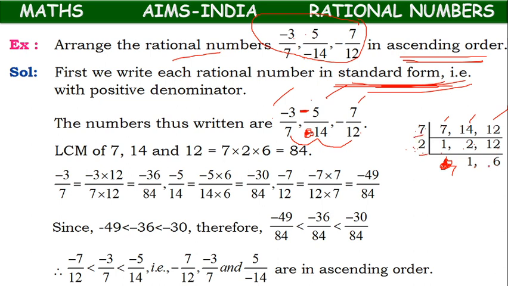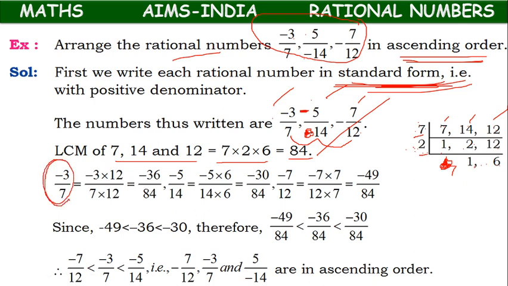7 into 2 into 1, no need to consider. 7 into 2 into 6. So LCM of 7, 14, 12 is 7 into 2 into 6. What is the LCM, children? 84 is the LCM.